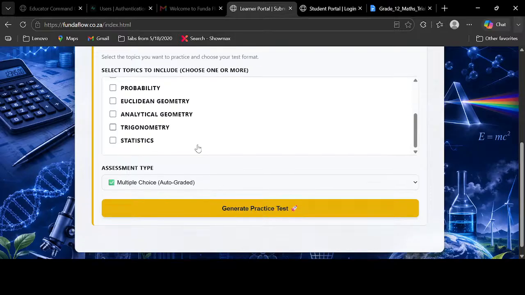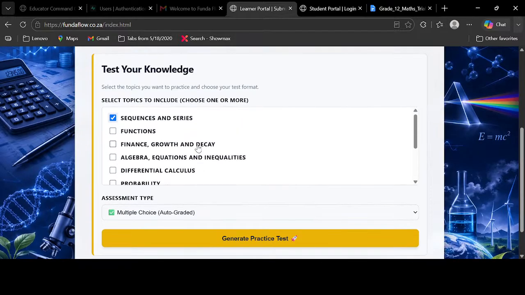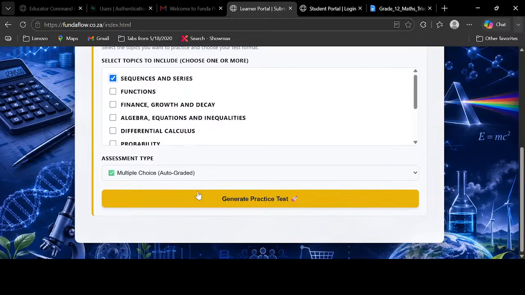So you can create your own test. You can do that, guys. After you create your test, the test is going to be created. You can download the test, do it, then upload it. After uploading it, it's going to give you the memorandum, and it's also going to grade you. It's going to assist you.